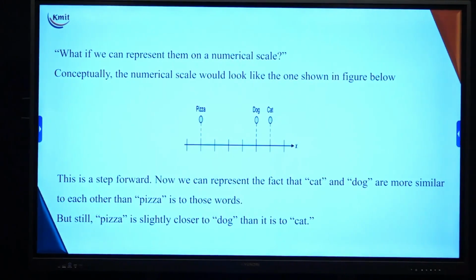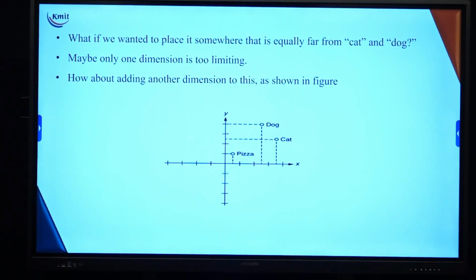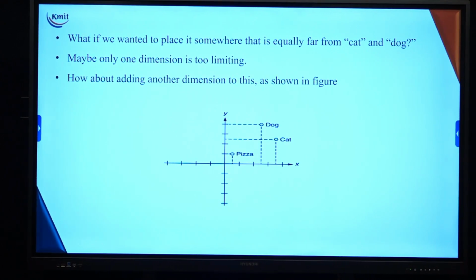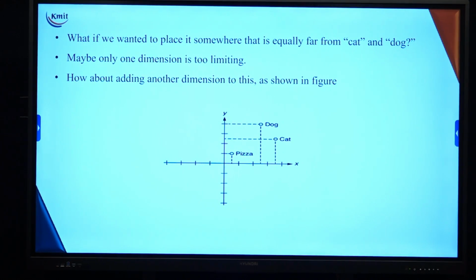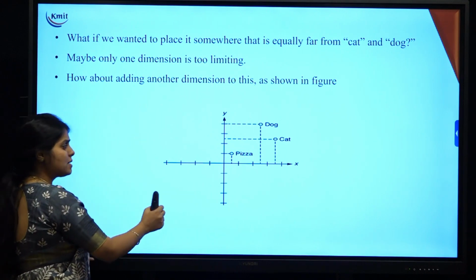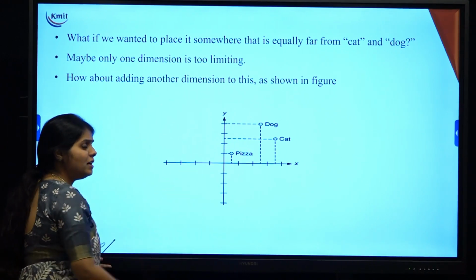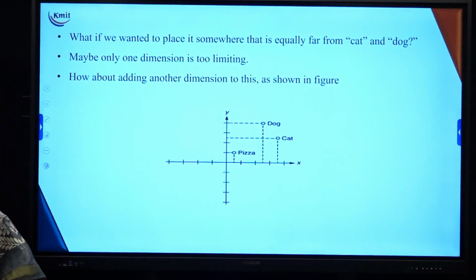The previous one we have seen is one dimension, which is not giving meaningful insights about the relation between three words. Hence, we go for the next notation, adding another dimension as shown in the figure. As you can see here, I have placed pizza somewhere almost equal to cat and dog. So this was limiting in the previous one, and that is the reason I have added one more dimension called the y-axis. Previously I had only the x-axis.